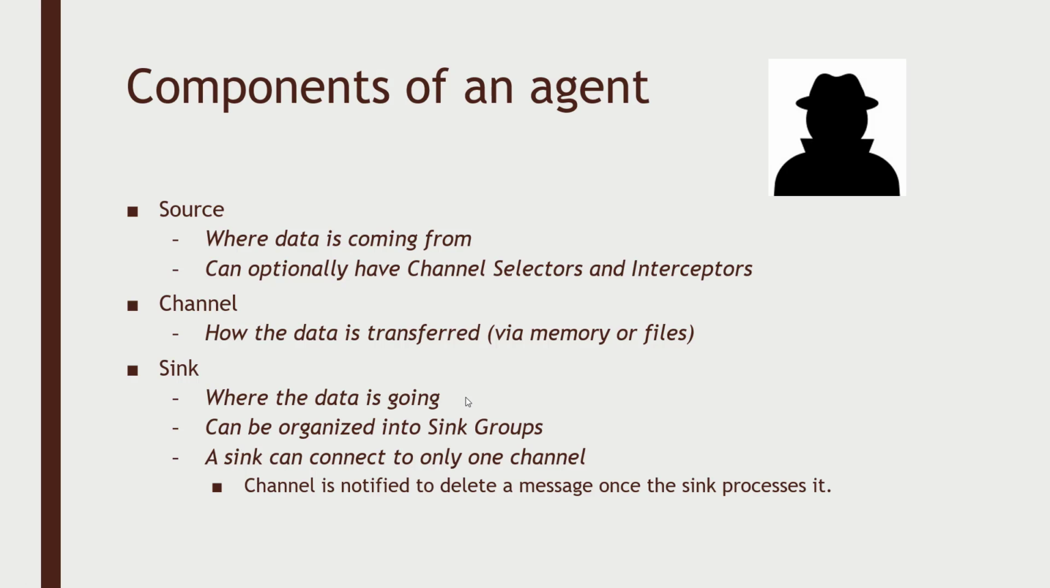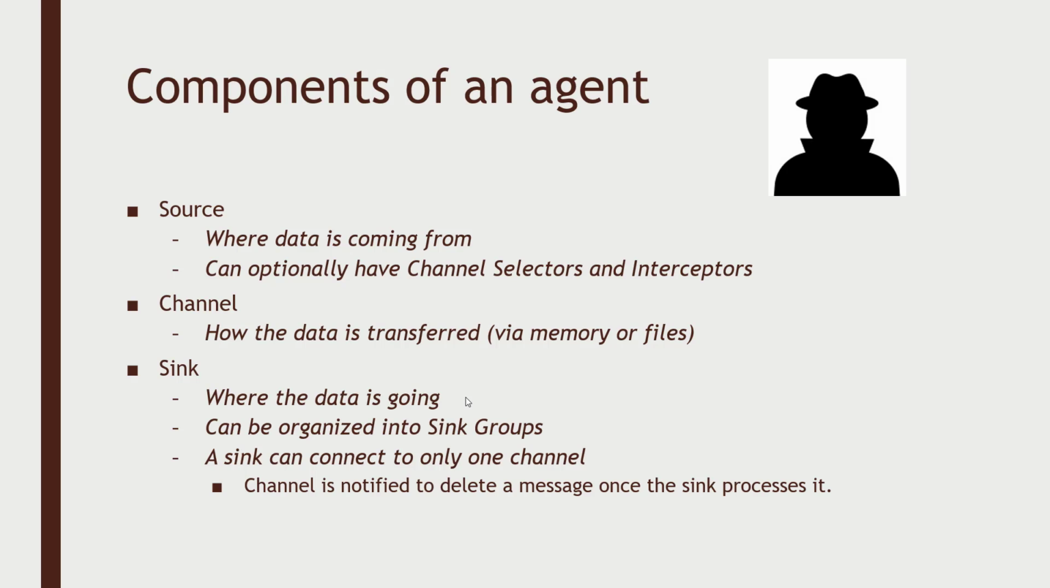And you can have multiple sinks if you want as part of an agent. You can organize multiple sinks into sink groups. But the catch is a sink can only connect to one channel. So it's not really like Kafka, where Kafka just stores up data indefinitely and people can pull that data whenever they want to. I mean, Kafka does expire data after some amount of time, but with Flume, basically your sink grabs data from Flume, and once it's been grabbed from the channel, it gets deleted.